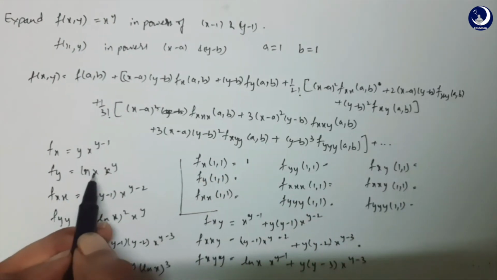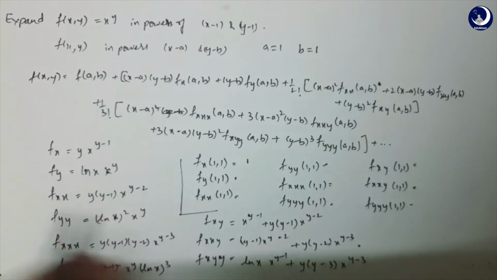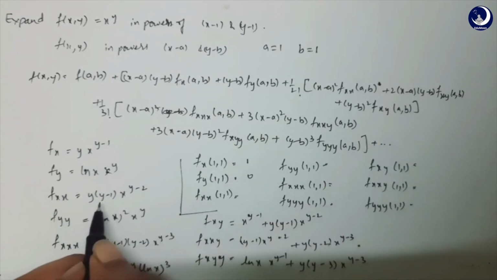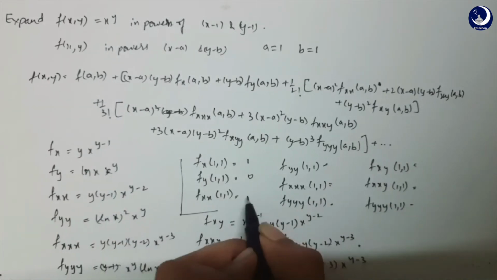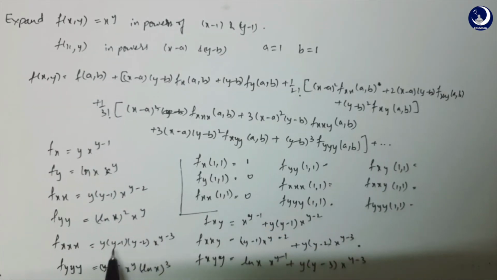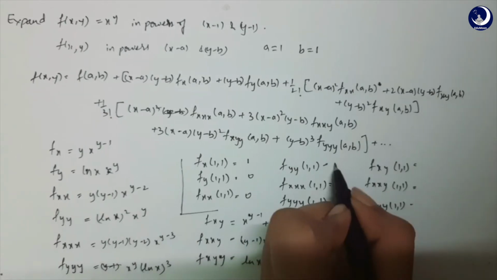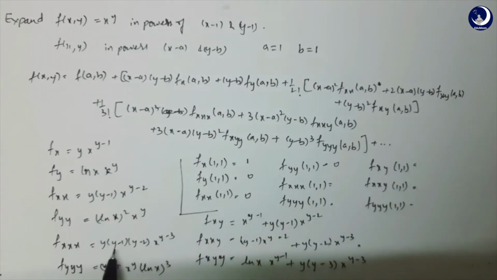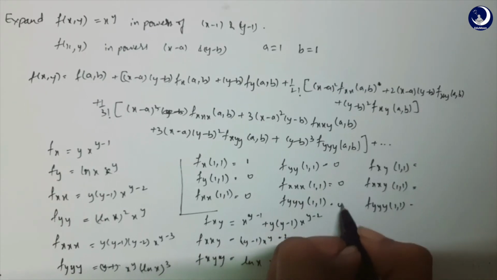If we substitute it here, ln of 1 is 0, so the whole term becomes 0. And when we substitute 1 over here, this term becomes 0, so the whole thing becomes 0. So wherever we have y minus 1, it is 0. This one has y minus 1, so it would be 0. ln x, so that would be 0 as well.